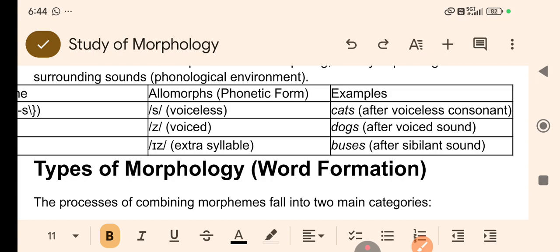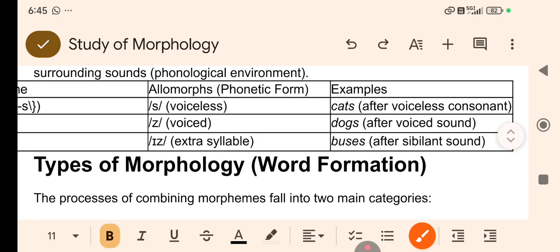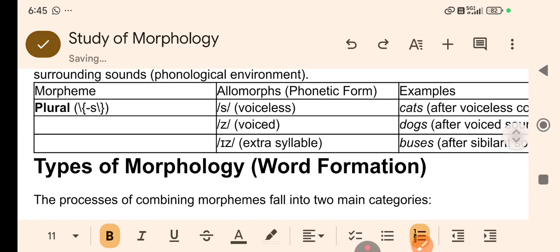But when we put s in buses, that's an extra syllable, which is a sibilant sound. Buses, buses, right? That's a hissing sound. That hissing sound is a sibilant sound, so that is an extra syllable, buses. Okay. So this variation comes because of the phonological environment.